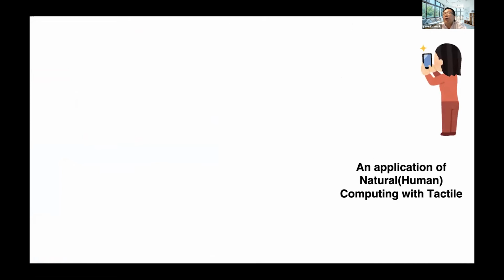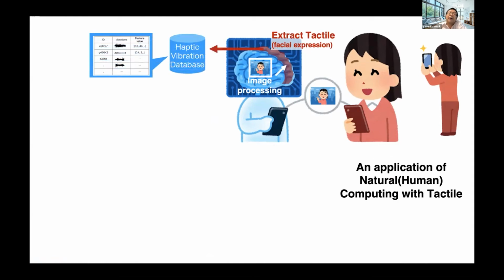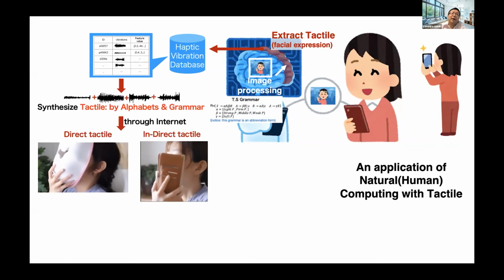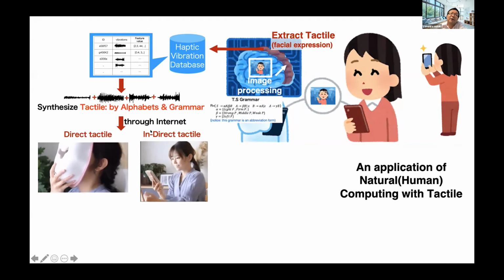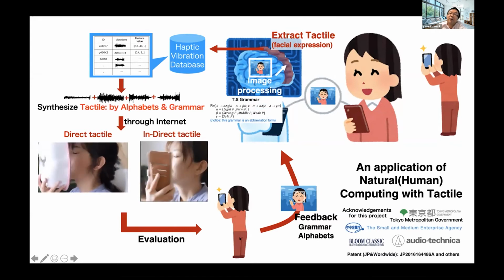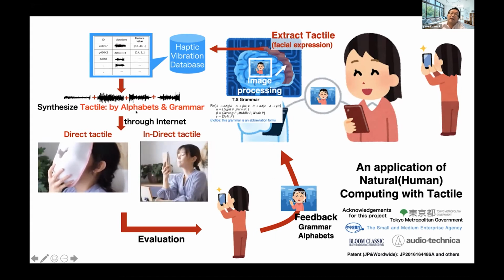In the system, the user takes a photo of themselves and sends the picture to the system. The system processes the image and extracts the tactile. In fact, it is a facial expression assumption. Then it asks the haptic vibration database we have developed, and based on grammar and alphabet, the system synthesizes tactile stimulation. Through the internet, the synthesized tactile is sent as direct tactile or indirect tactile. And then evaluation: after having a massage, direct or indirect, the user takes a photo and sends it back, and can feed back the result. So the system can improve the alphabet and grammar.